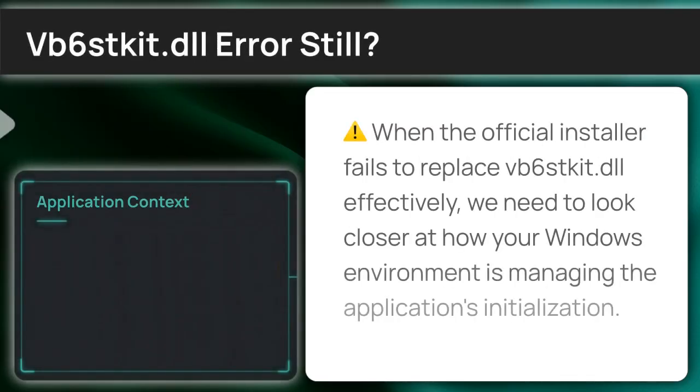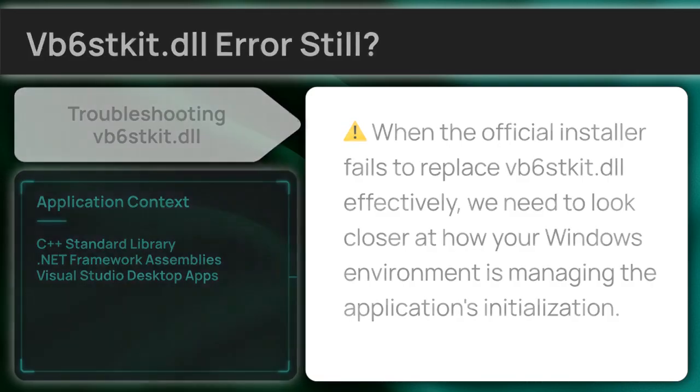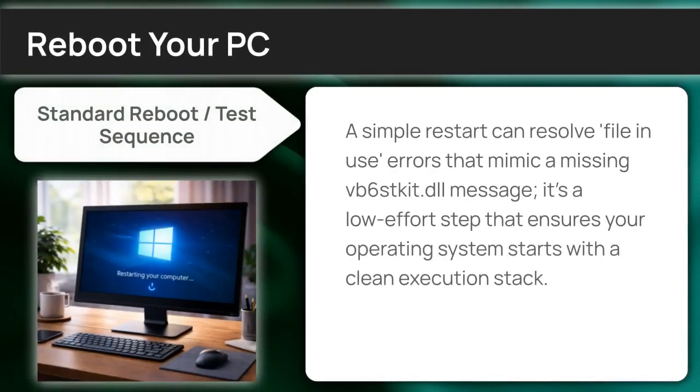If the redistributable repair didn't resolve the pop-up, the next logical step is to analyze the local environment for process conflicts. A quick system restart is a practical way to ensure that all shared libraries, including vb6 Setup Kit Library, are being loaded correctly into the current session's memory.